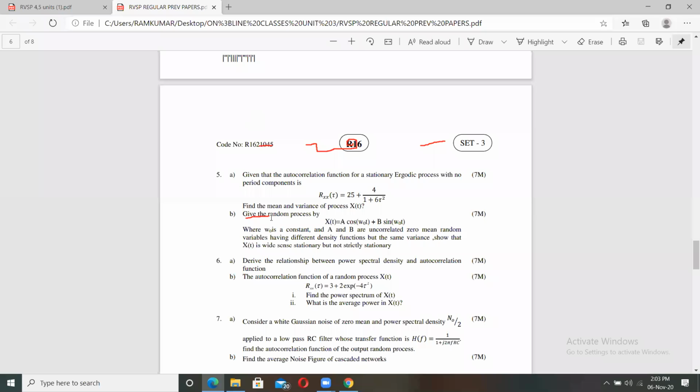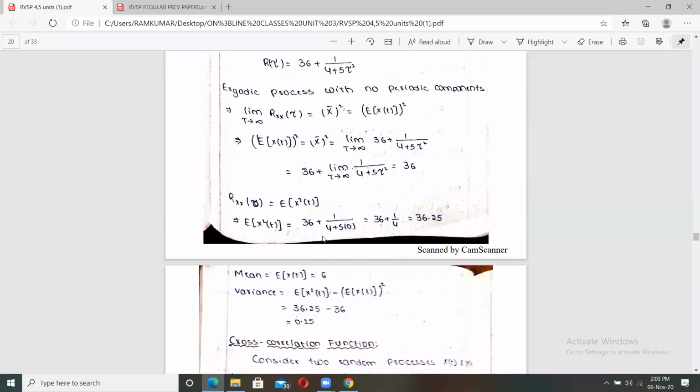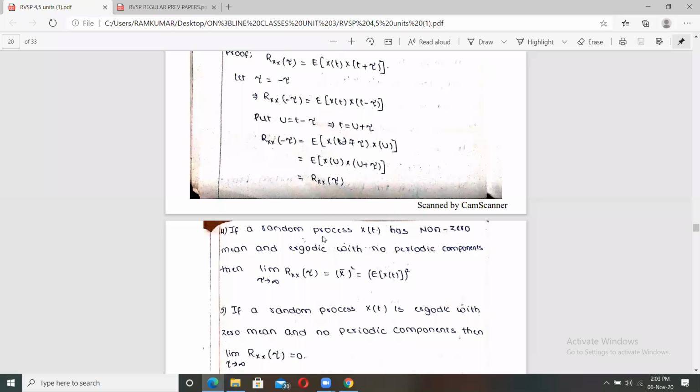He is also asking about the mean and variance of a random process. This is about the properties of the autocorrelation function and the problems related to the autocorrelation function.